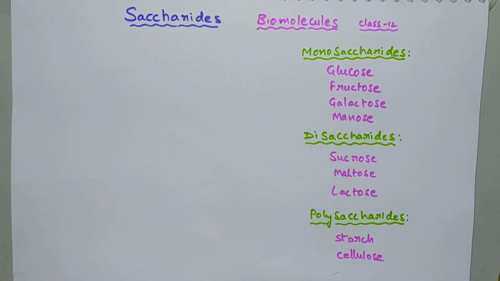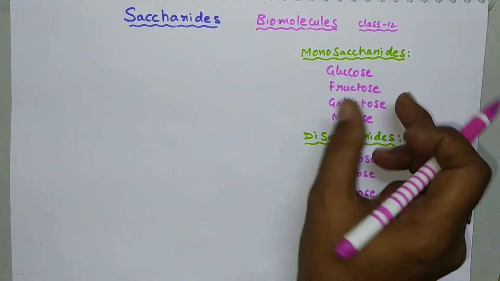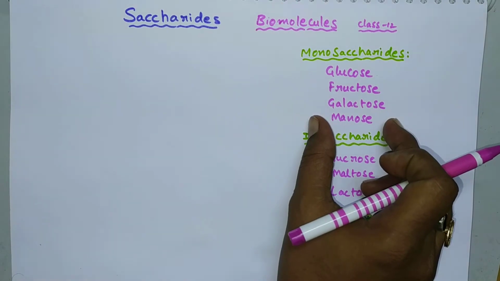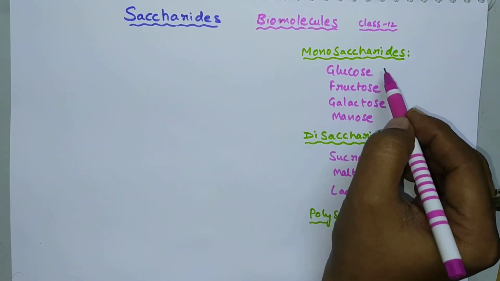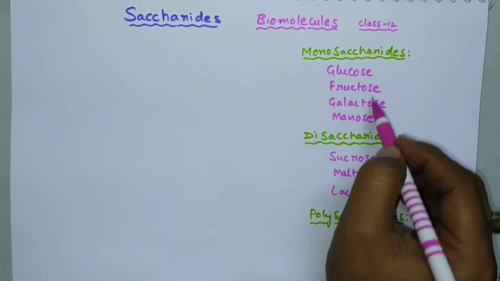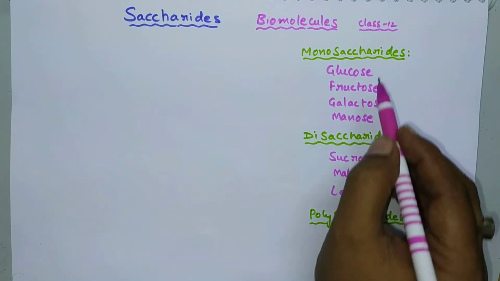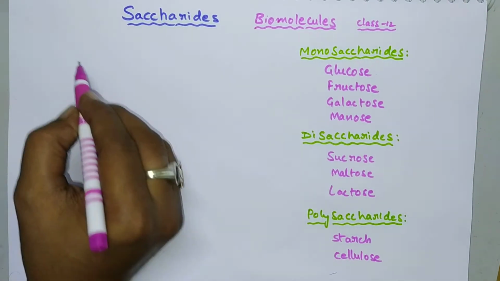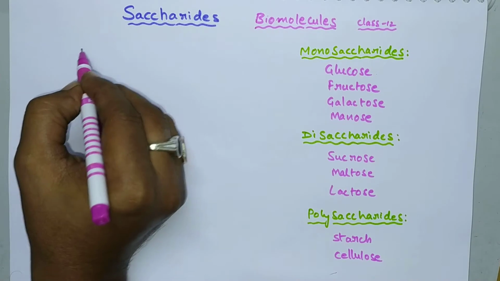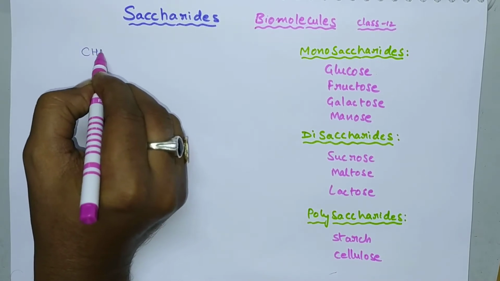In order to understand the entire concept we have to know the structure of the molecules. So let us consider the structure of these monosaccharides. If you know the structure of glucose you can easily understand the structures of the remaining. Let us have a look at the structure of glucose. Here is the structure of glucose like this.